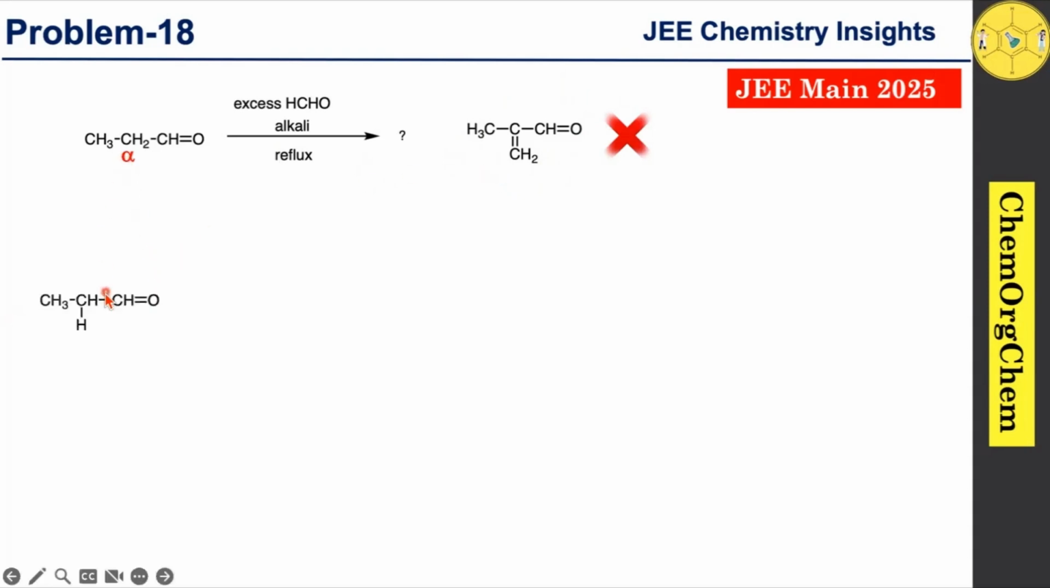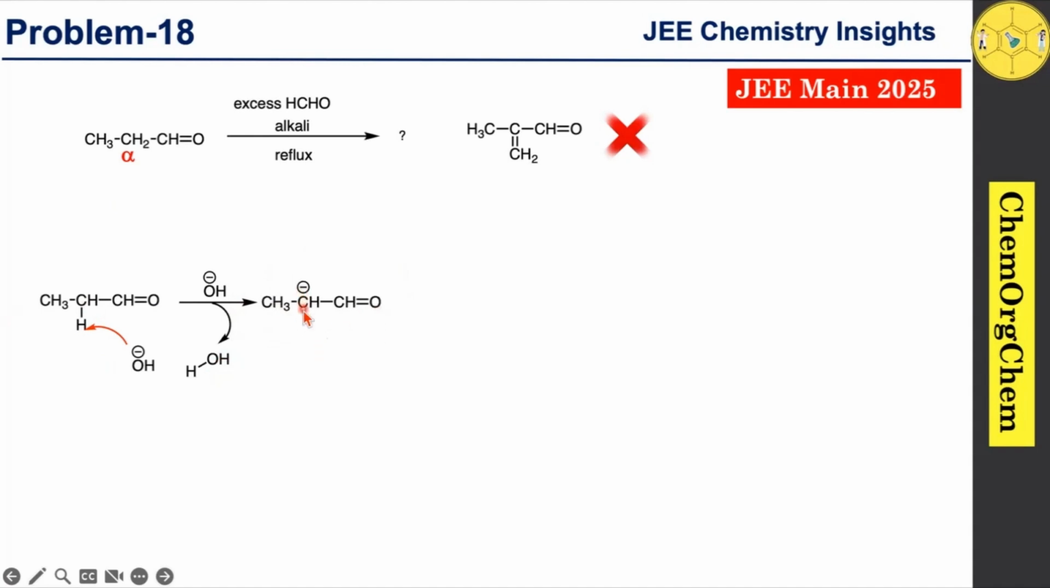So first, take the propanaldehyde. This is the carbonyl group. The carbon next to it is the alpha carbon, and this alpha carbon contains two hydrogen atoms. When propanaldehyde interacts with base, here alkali, which means any kind of base such as sodium hydroxide, potassium hydroxide or calcium hydroxide, the hydroxide ion abstracts a proton from this alpha carbon, producing water as a byproduct along with the intermediate carbanion.